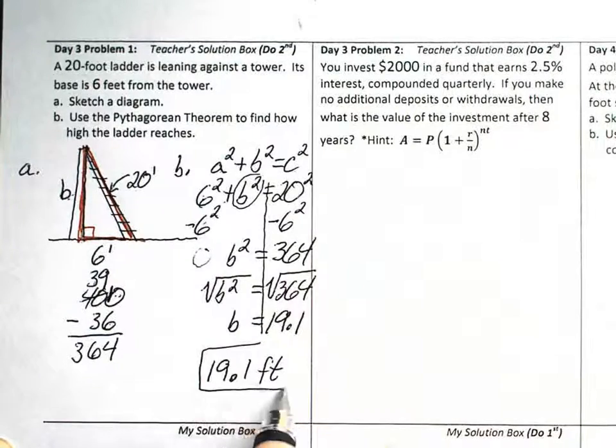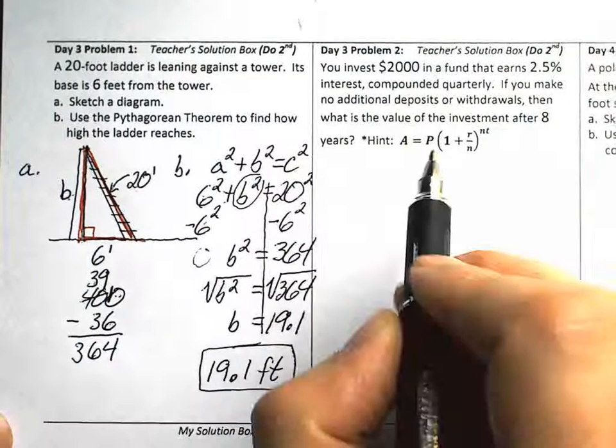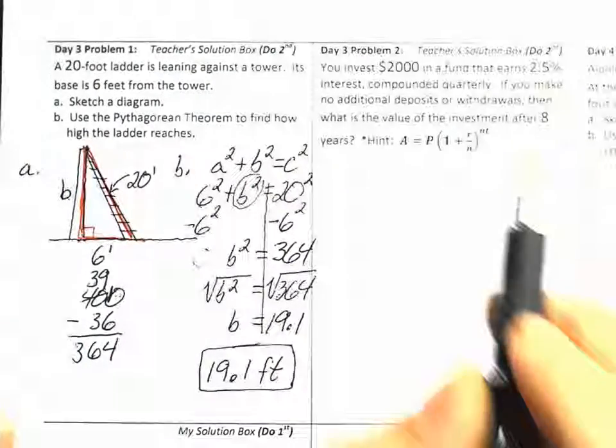Day 3, problem 2. You invest $2,000 in a fund that earns 2.5% interest, compounded quarterly. If you make no additional deposits or withdrawals, then what is the value of the investment after 8 years? And hint, here is the compound interest formula.